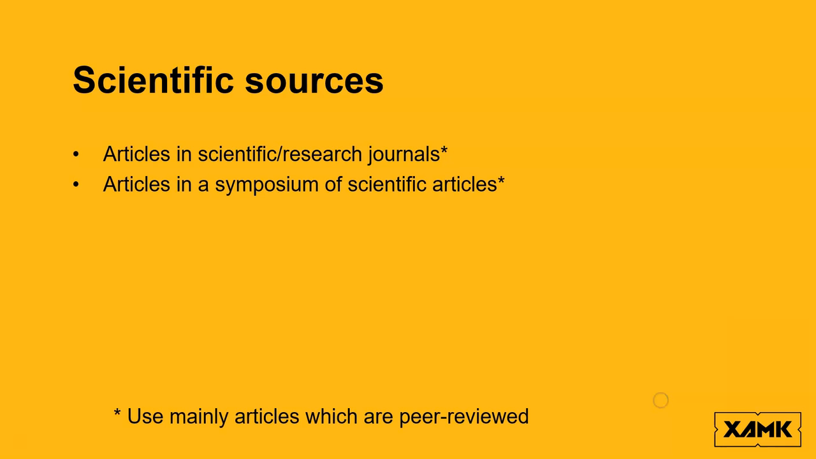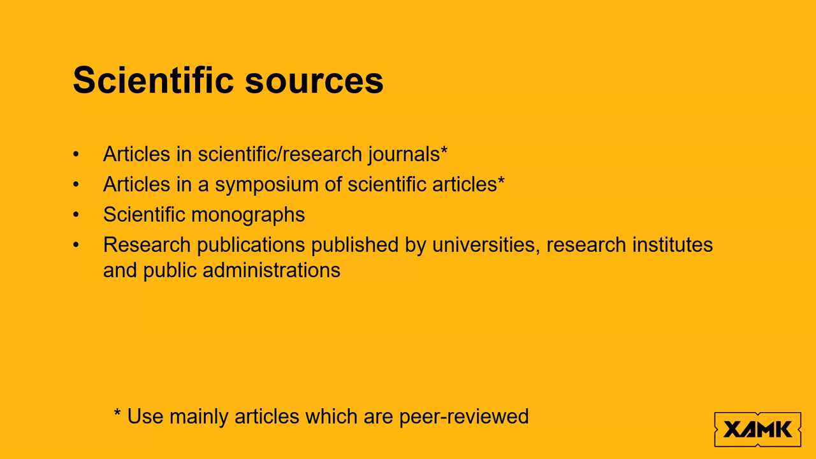The literature review consists of an analysis of previous research, so that is why you have to search for research information and sources. In this case, research information usually means articles in scientific journals or articles in a symposium of scientific articles. When you are evaluating the articles from these sources, try to choose only peer-reviewed articles for your own literature review. You can also use scientific monographs, research publications published by universities, research institutes, and public administrations, and various theses.